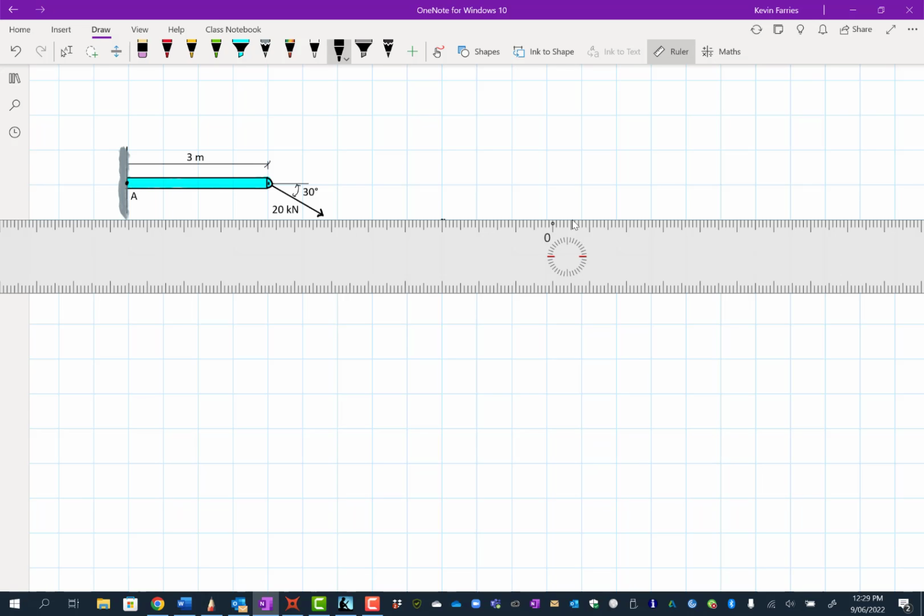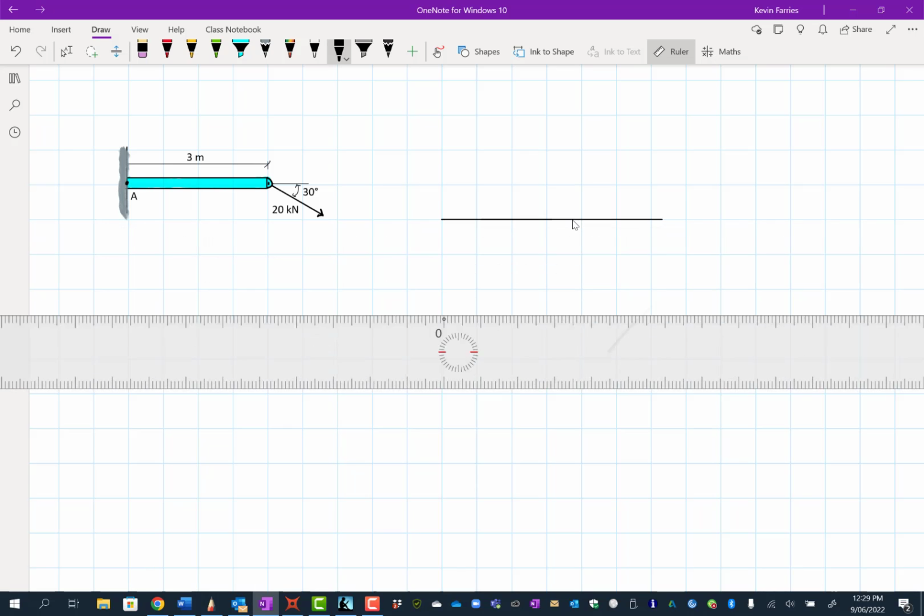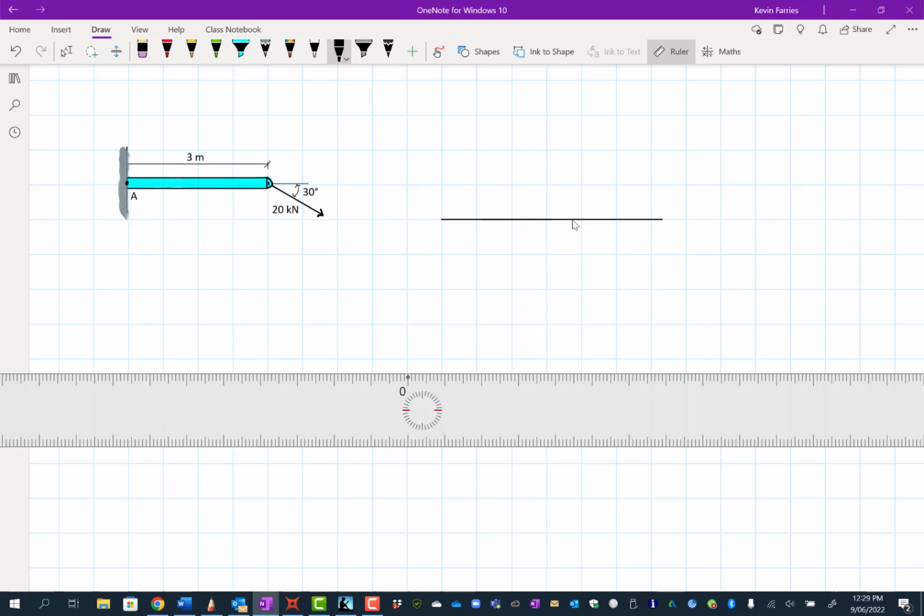So it's 3 meters, so I'll use 10 divisions as 1 meter to 3 meters. Is that going to be big enough? Might do it a little bit bigger, so I'll do 10 divisions is half a meter. So we've got 1, 2, 3, 4, 5, 6, so that's 3 meters. So this is 3 meters long.